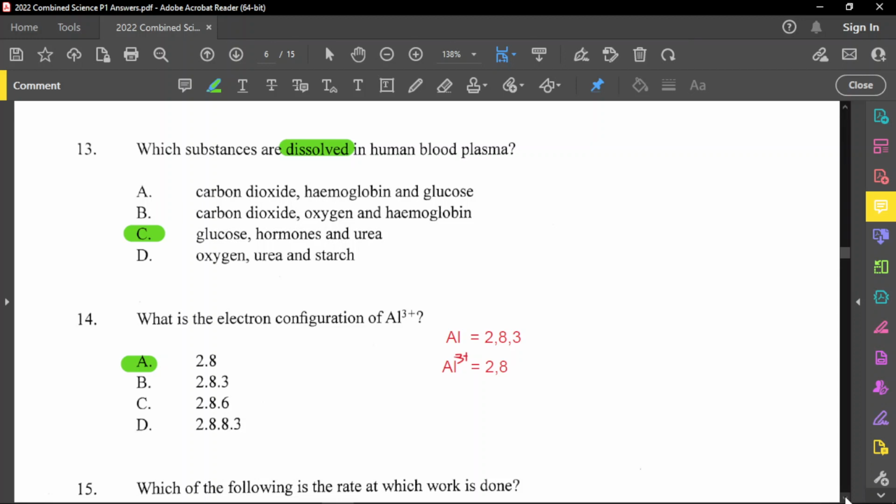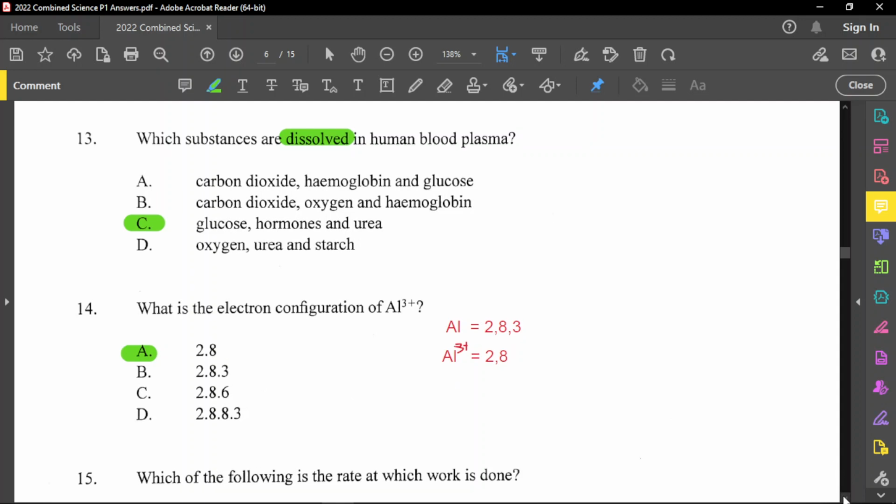All right, question number 14. It said, what is the electron configuration of aluminum 3+ ion? Just to make a note, the atom for aluminum has 13 electrons, and so therefore the electron configuration here is 2,8,3. But when it forms an ion, for it to become positive, it means that it gave away these 3 electrons, and so therefore aluminum 3+ must be 2,8, and so therefore option A is correct.